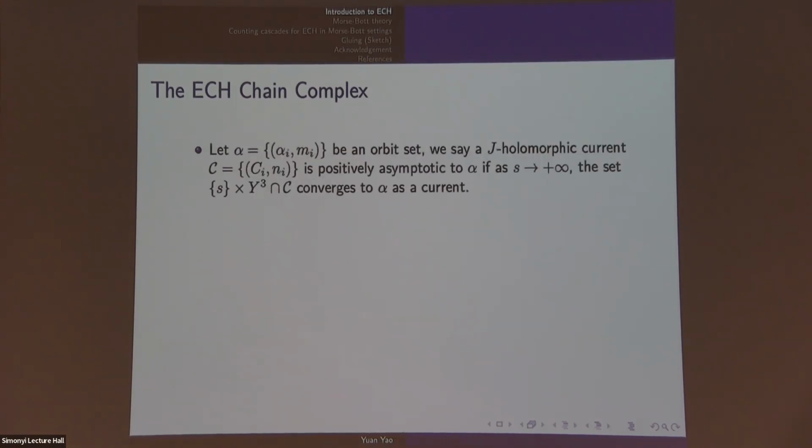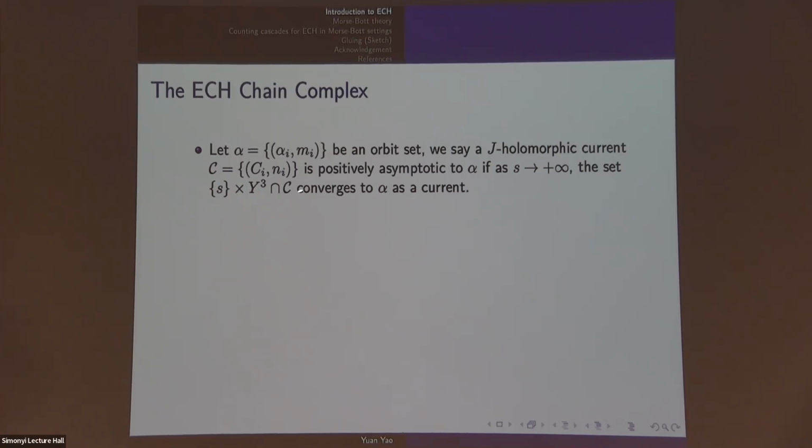So I've told you what the Reeb orbits are, what the generators are, and what the holomorphic currents are, and how do they talk to each other. So suppose you have an orbit set, we talk about the convergence as currents. We say a J-holomorphic current is positively asymptotic to alpha if the following condition holds. So if you take, as s becomes large, the slice {s} cross Y3, which is a copy of the contact manifold.